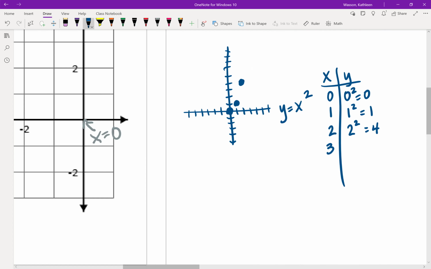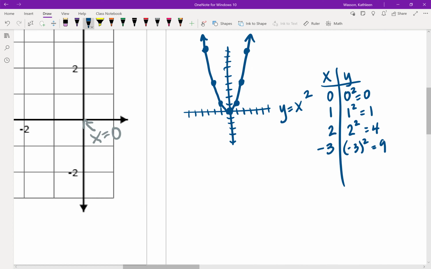And when I have 3, also when I have negative 3, squared is 9. So I got 3, 9, and so on here. And this is symmetrical, so I can put the mirrors of these points on the other side and draw in my quadratic curve.